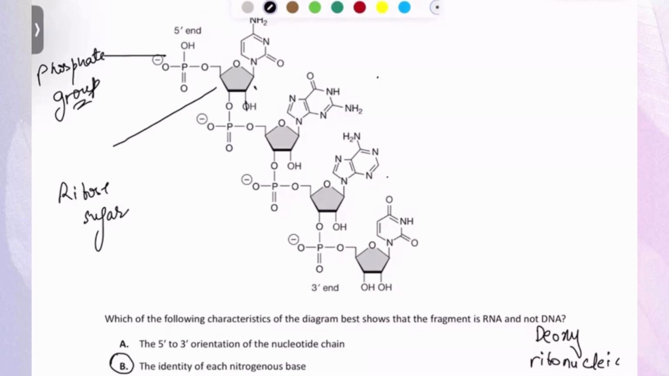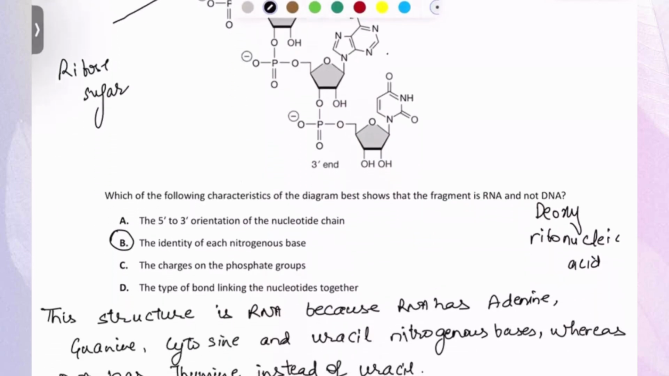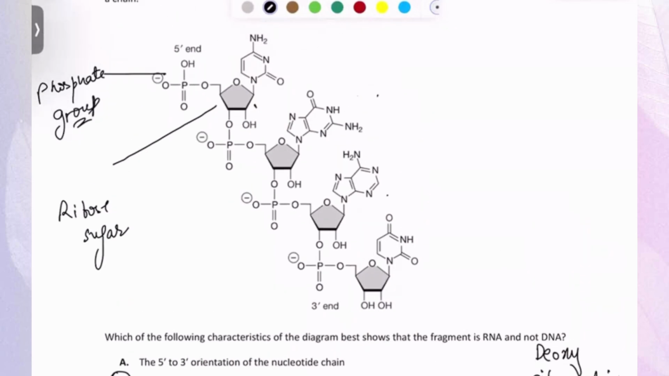So the answer will be B, identity of each nitrogenous base, because only RNA can have uracil, whereas the rest of the nitrogenous bases remain the same. Instead of uracil, DNA has thymine.